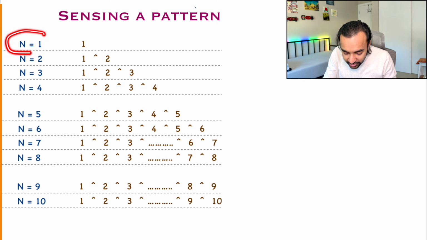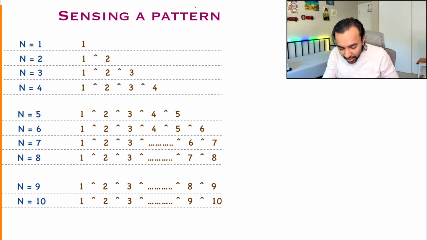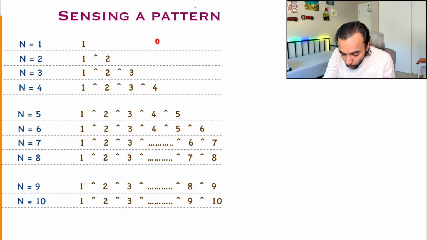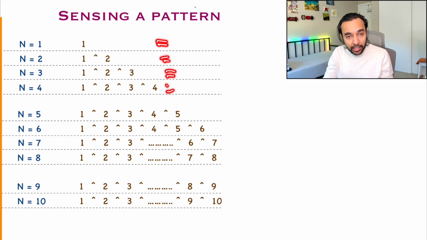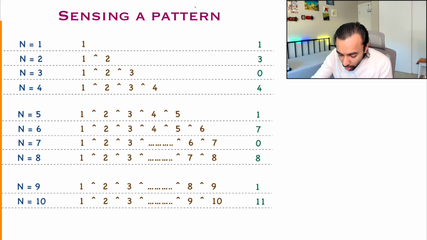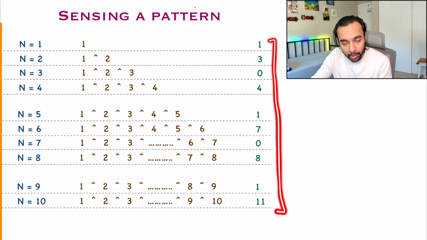Basically, what does n equals 1 mean? It means I only have the number 1. n equals 2 means 1 XOR 2. n equals 3 means 1 XOR 2 XOR 3. Similarly, you get the idea. n equals 8 means 1 XOR 2 XOR all the way up to 8. That is what we are doing over here. Now, when you try to actually compute all of these values, if you try to write down these answers, you are gonna see all of these values pop up.